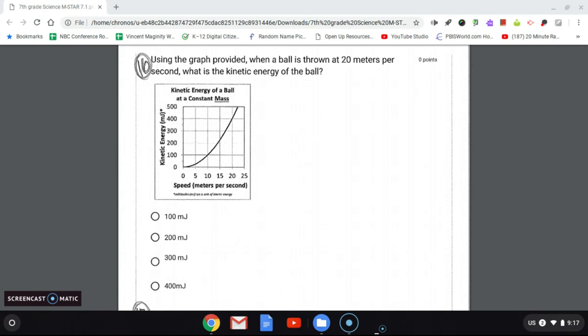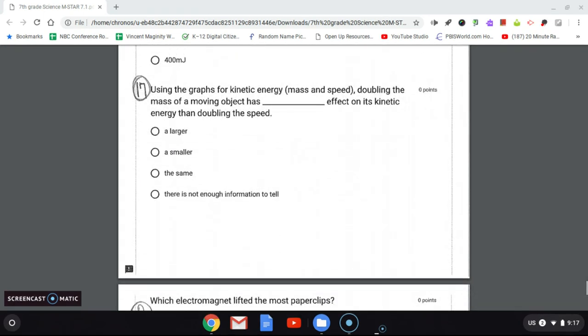Number 16. Using the graph provided, when a ball is thrown at 20 meters per second, what is the kinetic energy of the ball? 100, 200, 300, or 400? Number 17. Using the graphs for kinetic energy, mass, and speed, doubling the mass of a moving object has what effect on its kinetic energy compared to doubling the speed? A larger effect, a smaller effect, the same effect, or there is not enough information to tell?